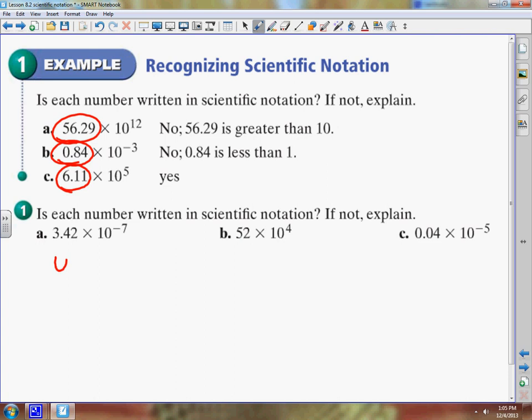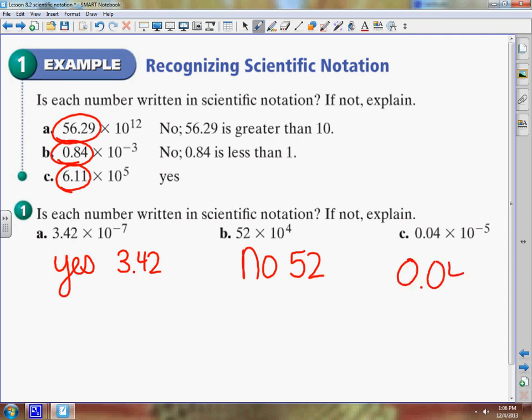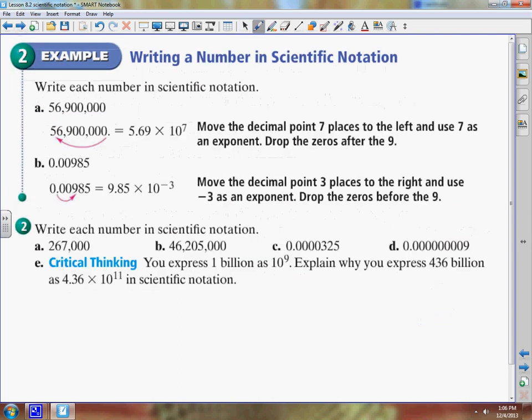So A is a yes because it's 3.42. B is no. It should be 5.2, but it's 52. And C is no because of 0.04. Sorry, I didn't write no. I'm sure you understand. Okay, write each number in scientific notation.